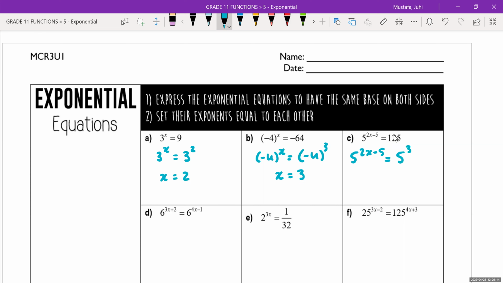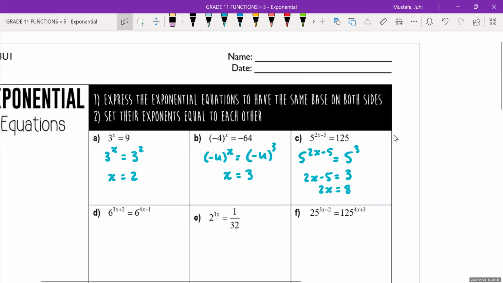Perfect. So again, when the bases are the same, the exponents are the only ones that remain. And sometimes you might have to do a little bit of extra work with that exponent. So we have 2x minus 5 is equal to 3. Yep, so we're going to move the negative 5 over to the other side. It's going to become 8. And then we're going to solve that. And our answer is just going to be x is equal to 4.